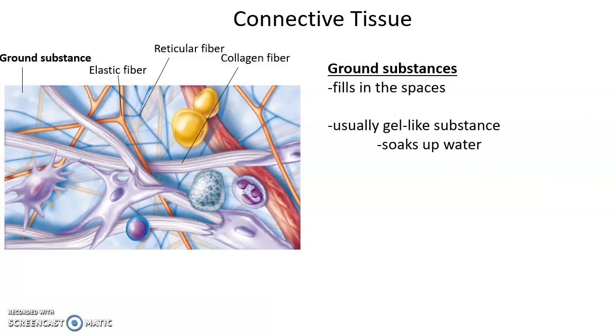Ground substance. Again, ground substance fills in the spaces around the cells between the protein fibers, and usually it's a gel-like substance with lots of water associated with it. So it's gelatinous, it's got a lot of water in it, lots of things dissolved in it, and it helps keep the cells moist and alive.